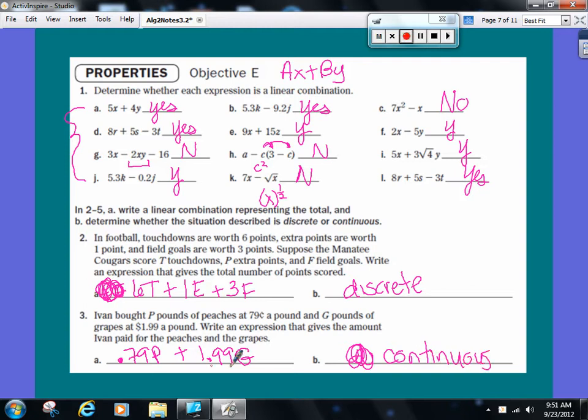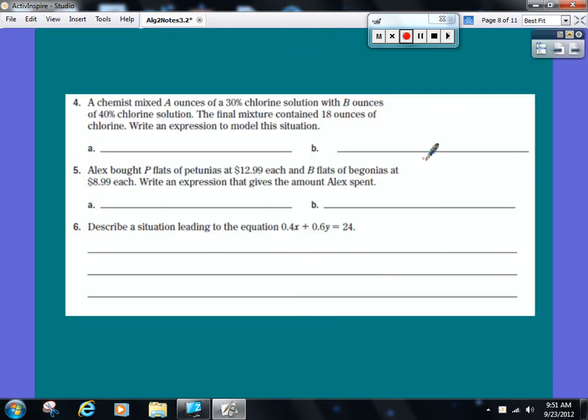I always ask myself that. Can you have half of this? Can you have half of that? That will be your indicator. I like these. These are fun.